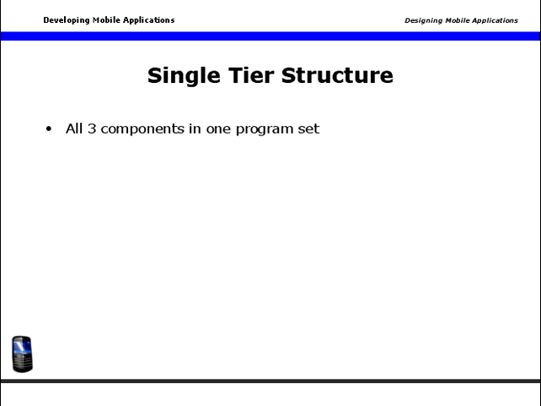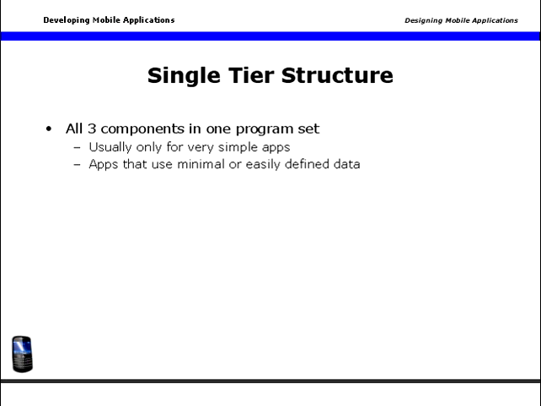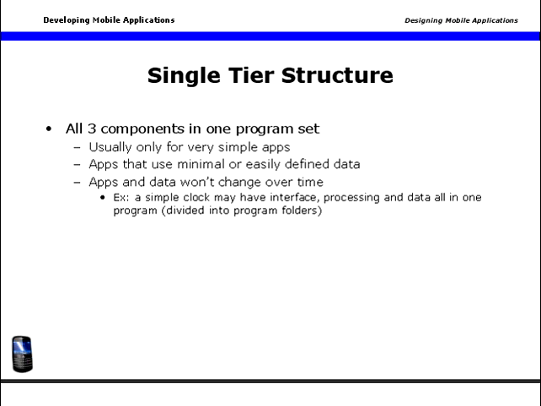In a single tier structure, all three components occur in one program set. This usually applies for only very simple apps that use minimal or easily defined data, and situations where the app and its data won't change much over time. For example, a simple clock may have an interface, processing, and data all in one program and then divided into program folders, all local, on the device.